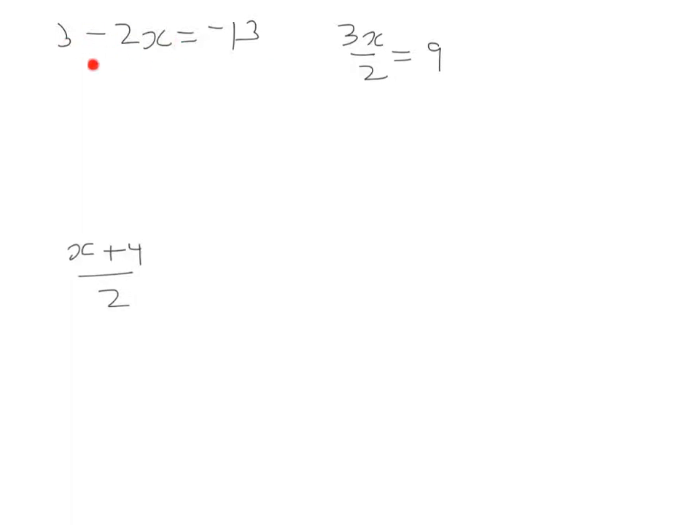Once again, the first thing to move away from x is this 3. It is a positive 3, so we're going to subtract that from both sides. So we'll set this up: 3 minus 2x equals negative 13. Now to remove this 3, we're going to have to subtract it, like I said. So minus 3 here, minus 3 here. Now we've got left with negative 2x, and that equals negative 16.